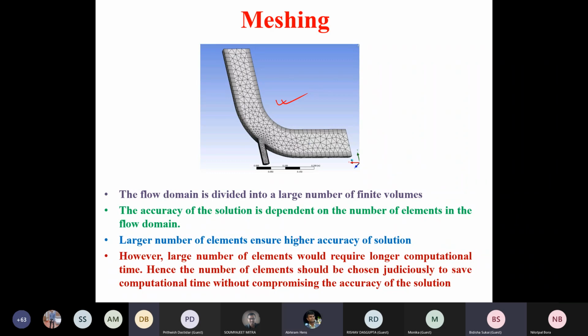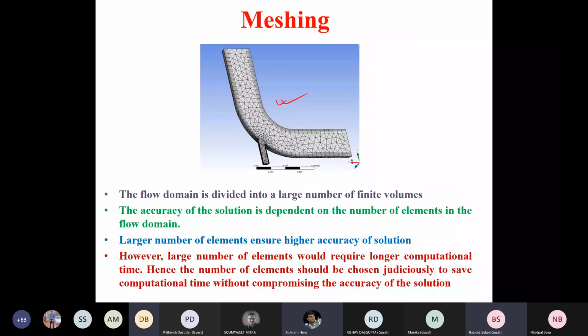The accuracy of the solution is dependent on the number of elements in the flow domain. A larger number of elements ensures higher accuracy of the solution. However, a large number of elements would require larger computational time. Hence, the number of elements should be chosen judiciously to save computational time without compromising the accuracy of the solution. So this we will discuss in detail in further classes because this is a very important part.